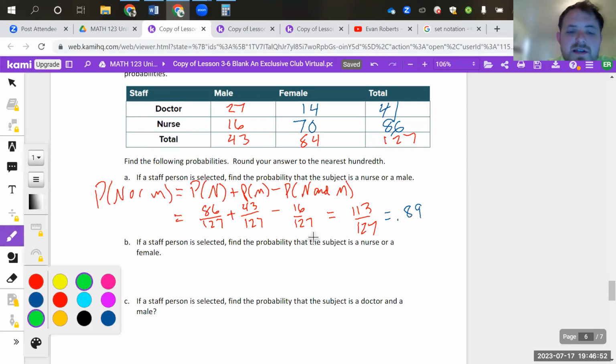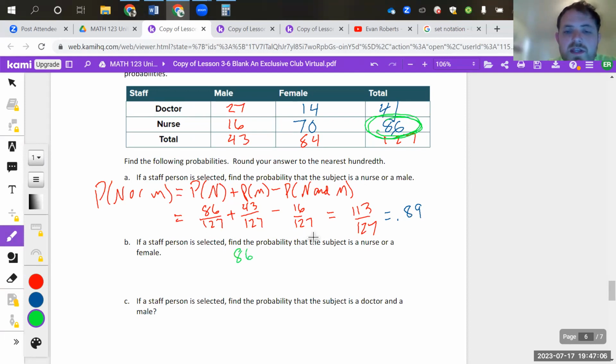So for part B, it says, find the probability that it's a nurse or a female. So maybe I'll do this more logically. So if we've got a nurse, there's 86 total nurses. And then we've got 14 female doctors. So it looks like I should add those together. Out of the 127 people, there's no overlap because the 86 is only nurses, male and female, and then the 14 is just female doctors, so there's no overlap. And that would give you 100 out of the 127.